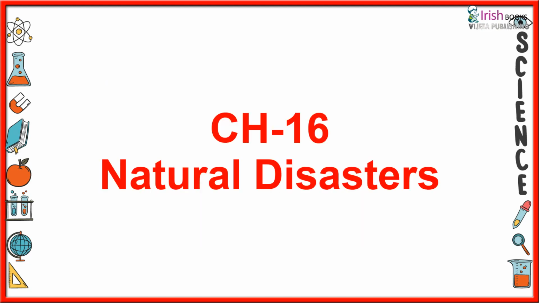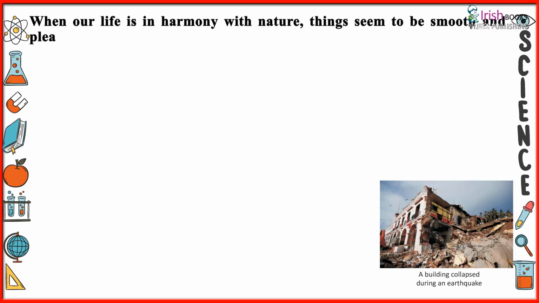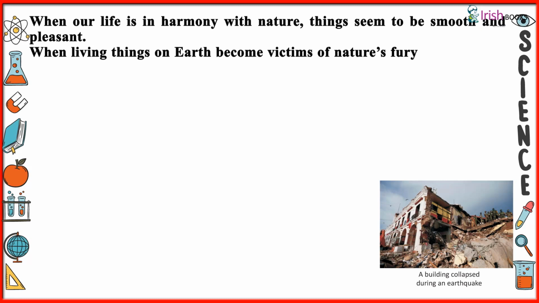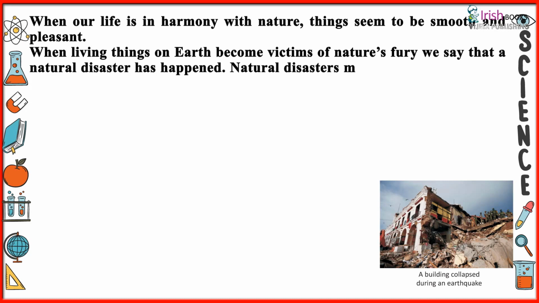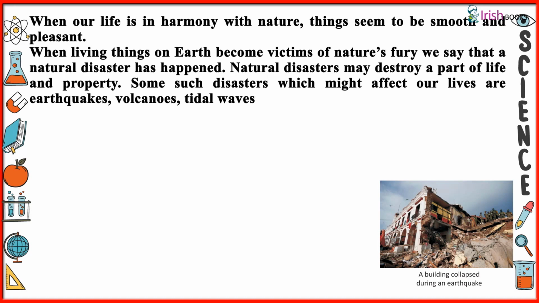Chapter 16: Natural Disasters. When our life is in harmony with nature, things seem to be smooth and pleasant. When living things on earth become victims of nature's fury, we say that a natural disaster has happened. Natural disasters may destroy a part of life and property. Some such disasters which might affect our lives are earthquakes, volcanoes, tidal waves, and drought.